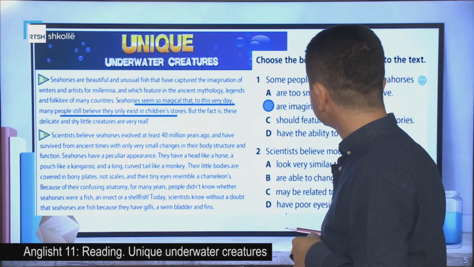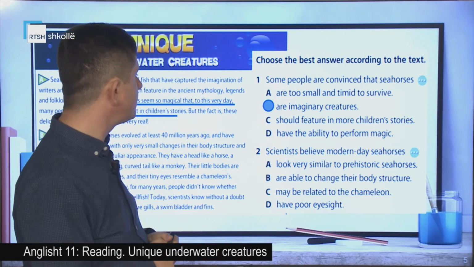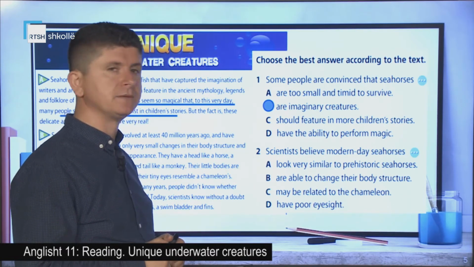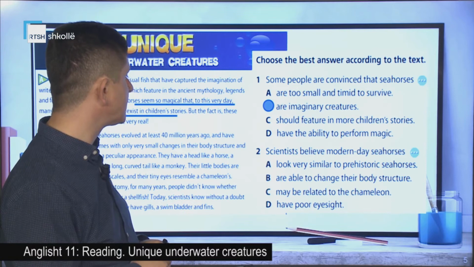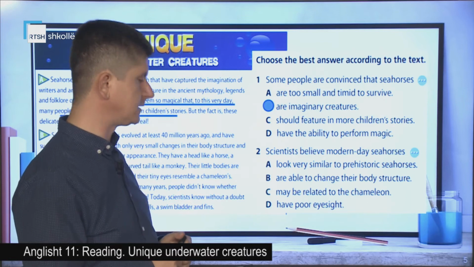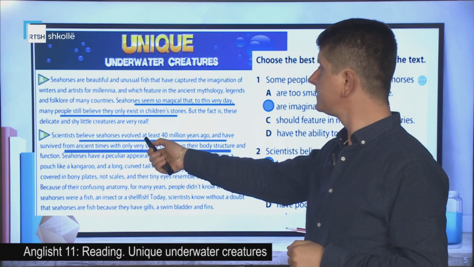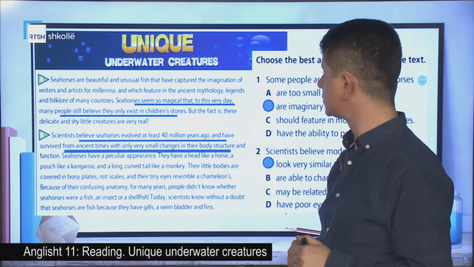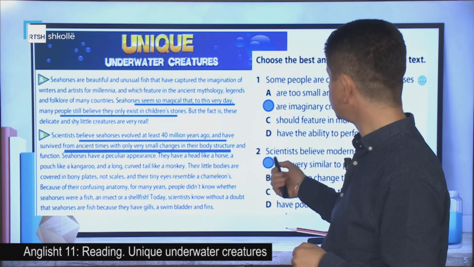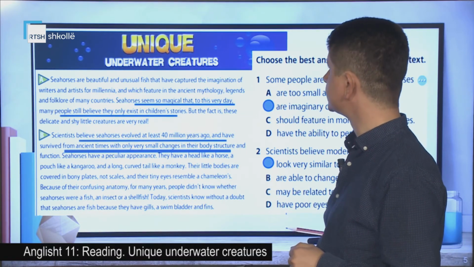Next question. Scientists believe modern-day seahorses look very similar to prehistoric seahorses. B, they are able to change their body structure. C, they may be related to the chameleon. And D, they have poor eyesight. Let's look at what the scientists believe. They believe that seahorses evolved at least 40 million years ago and have survived from ancient times with only very small changes in their body structure. So it means the first choice is the right answer. They look very similar to prehistoric seahorses.